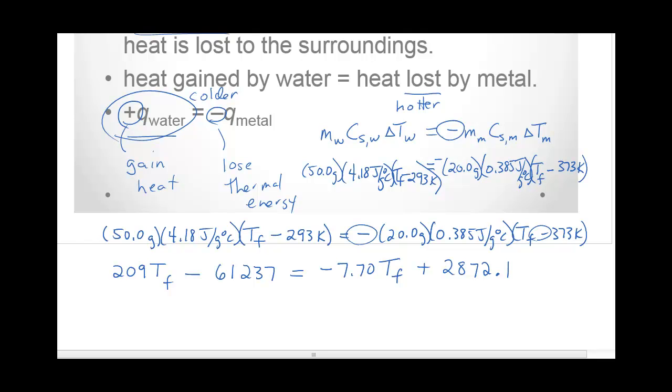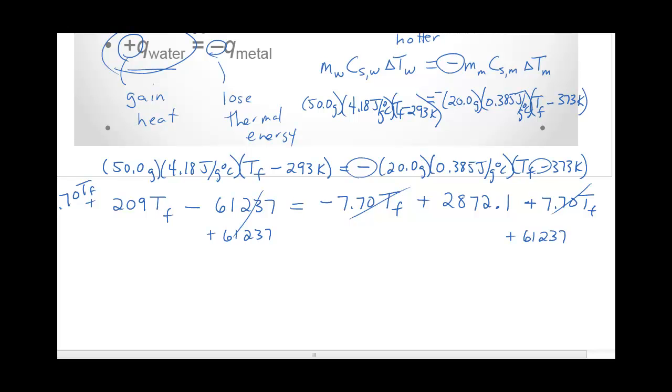So now we need to get T finals on one side of the equation, and our constants on the other. Let's first add 7.7 T final to both sides of the equation. And then let's add 61,237 to each side. That'll cancel out there. So we end up with 216.7 T final is equal to 64,109.1. Divide by 216.7 to get T final.